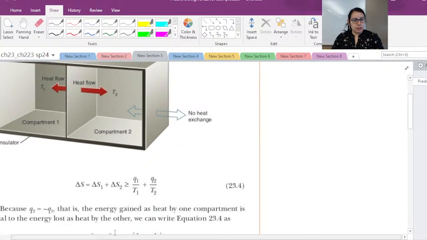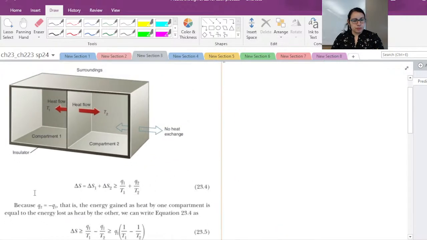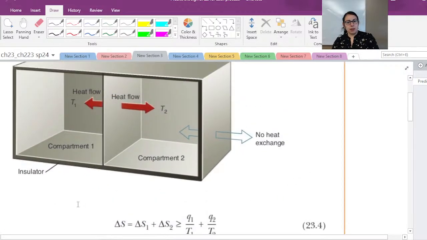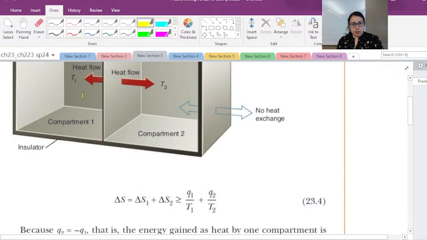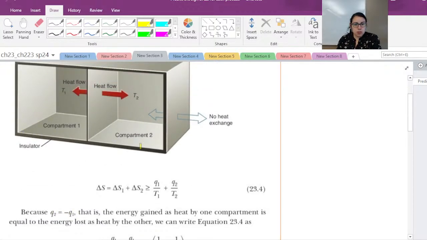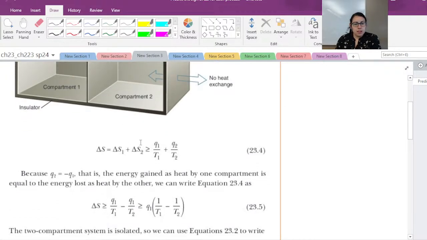And so looking at our system, we have our change in entropy, so this is just total change in entropy has to be equal to, let me zoom in, our entropy 1 plus entropy 2 from our two systems. And so that has to be greater than our heat. And so Q2 has to be equal to our negative Q1. So again, assuming this is an insulator, heat can only be exchanged between these two compartments. And so that's again how we got this equation.